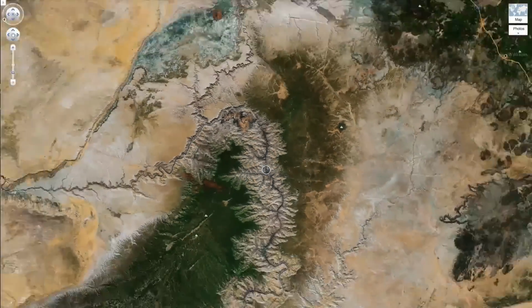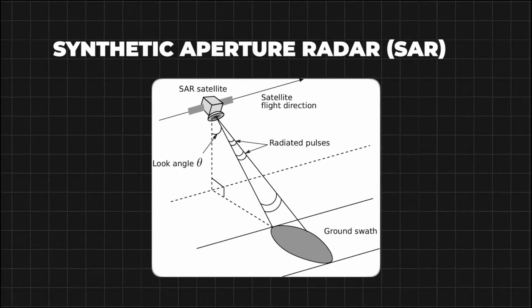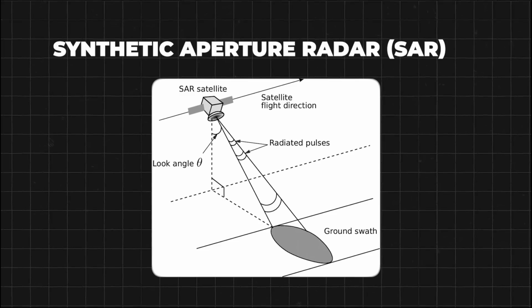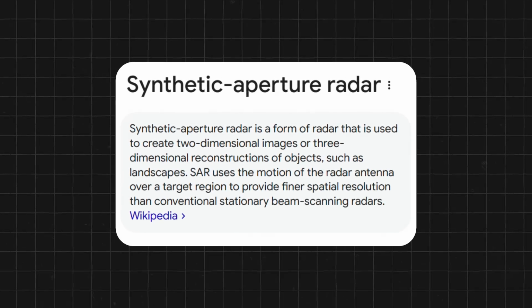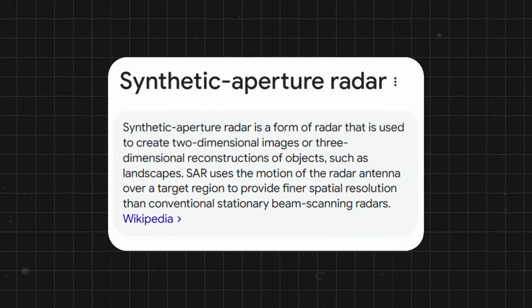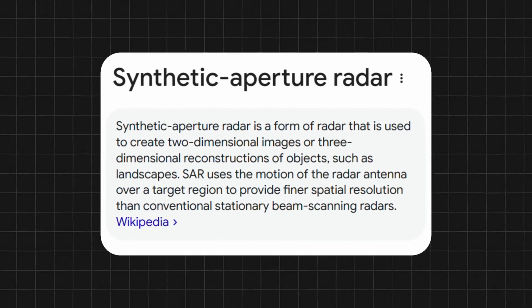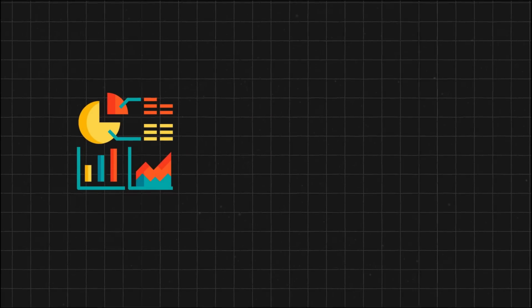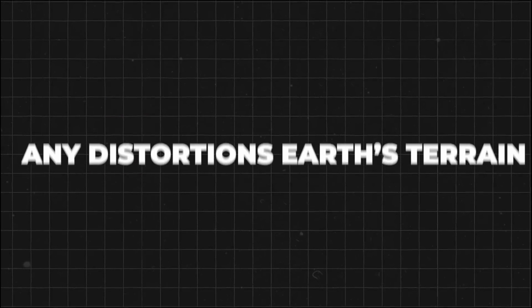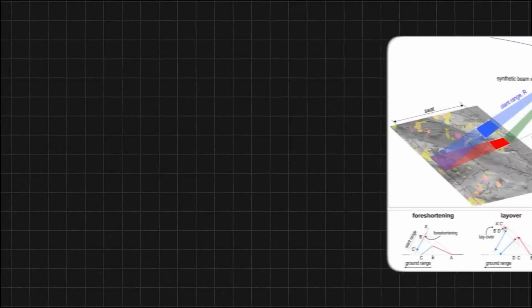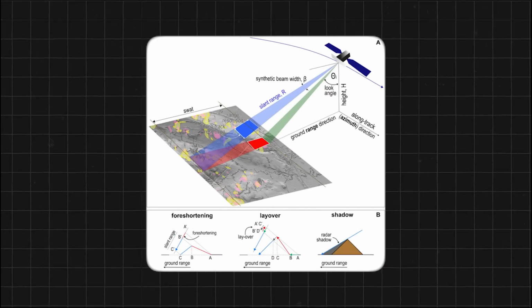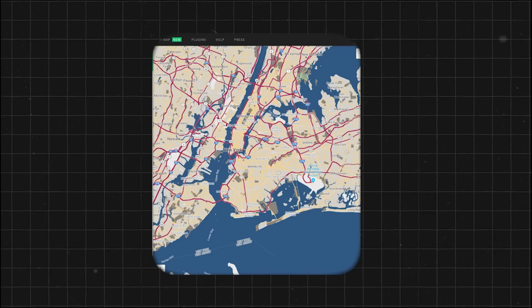For even greater detail, satellites use synthetic aperture radar, or SAR, which sends microwave pulses and measures their return times. SAR can see through clouds, rain, or fog, providing images even during bad weather or at night. After collecting the data, orthorectification corrects any distortions from Earth's terrain, aligning each pixel to a precise location for a perfect fit on our maps.